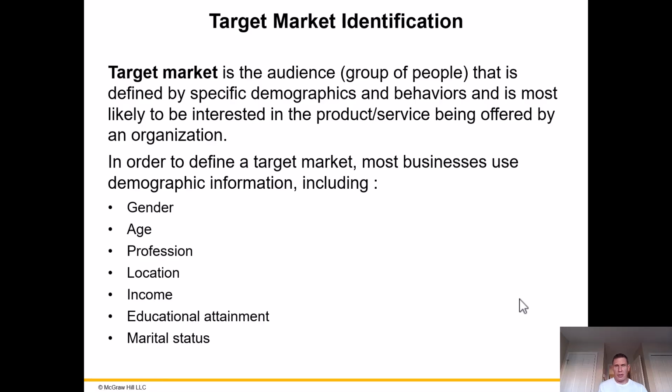Now, the target market is the audience or group of people that is defined by specific demographics and behaviors and is most likely to be interested in the product or service being offered by an organization. Now, in order to define a target market, most businesses use demographic information, again, including things like level of education, income, marital status, age, gender, and so on and so forth.